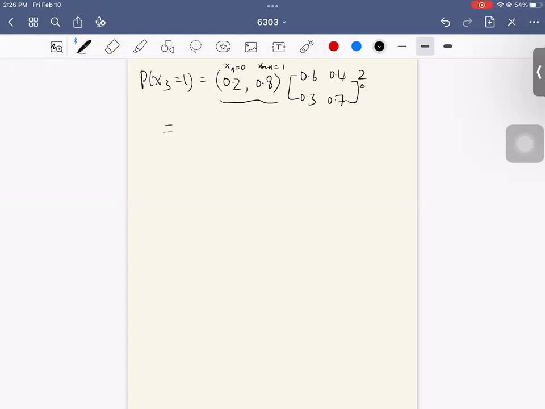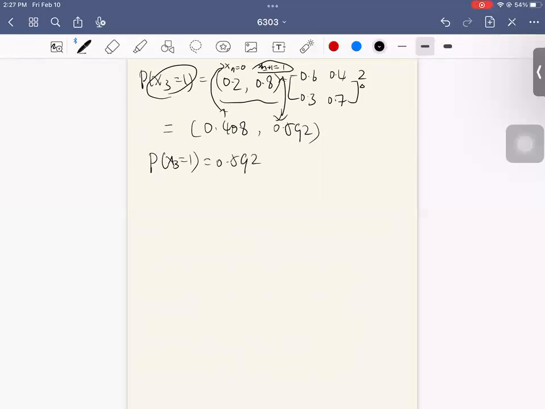Then we just simply multiply these two together, and we get these two numbers in here. So this one represents this one, and this one represents this one. In this case, we want x3 equals 1, so it means this case. So we can say that when x3 equals 1, the probability is 0.592.